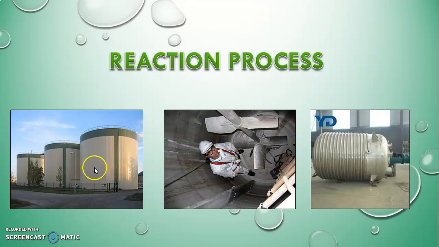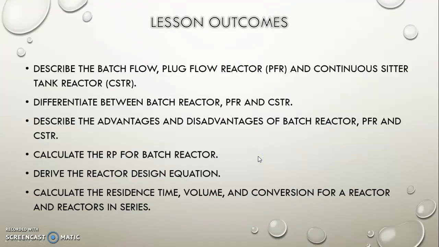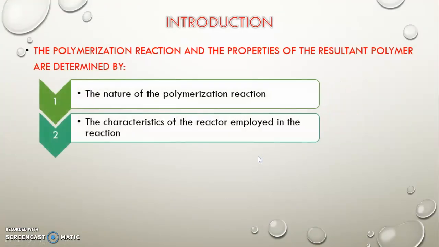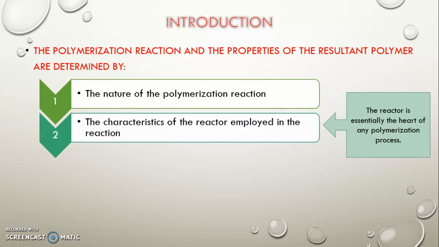Okay, this is a type of CSTR reactor, blood flow reactor. Okay, ini dia punya stirrer dia. Okay, we will look at one by one. Okay, the polymerization reaction and the properties of the resultant polymer are determined by the nature of the polymerization reaction, and the second one is the characteristic of the reactor employed in the reaction. So the reactor is essentially the heart of any polymerization process.